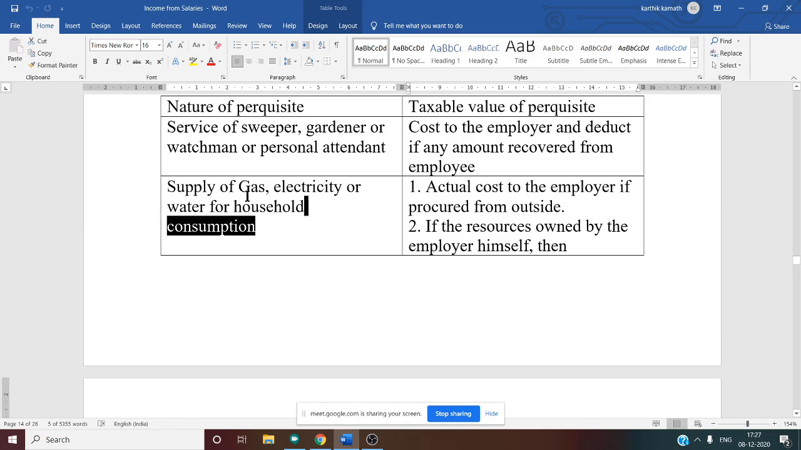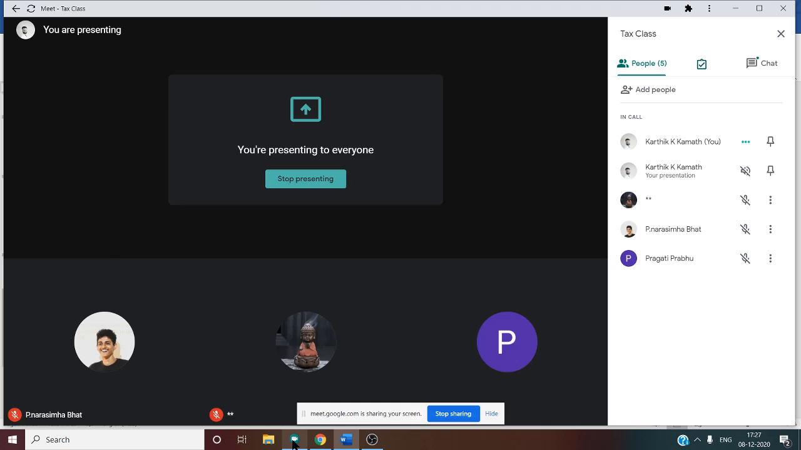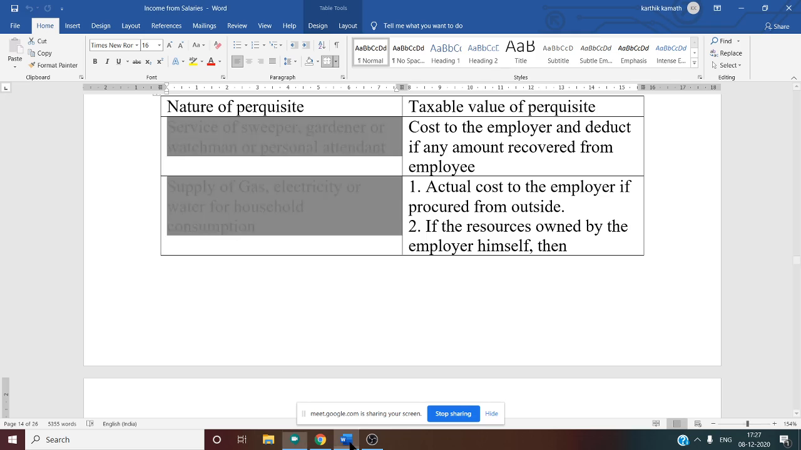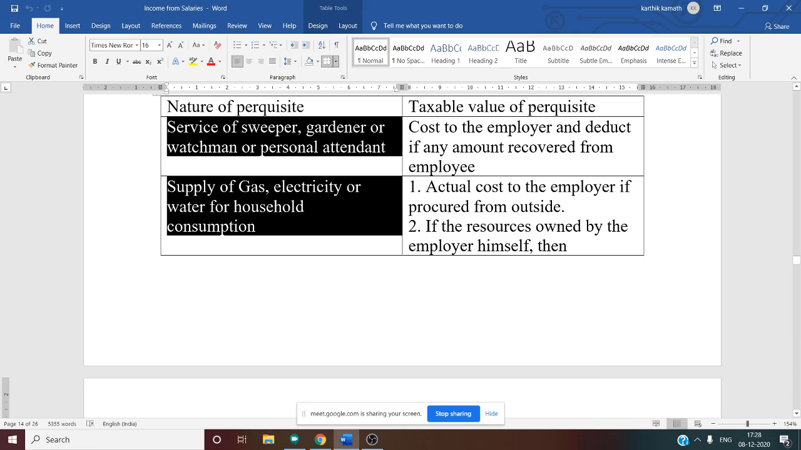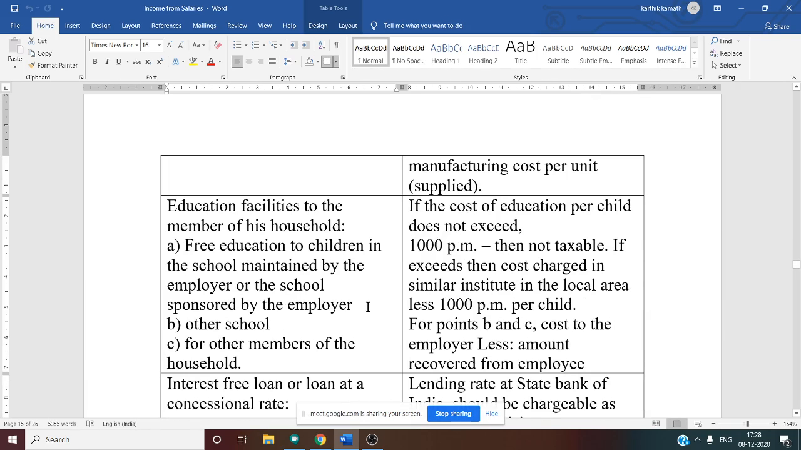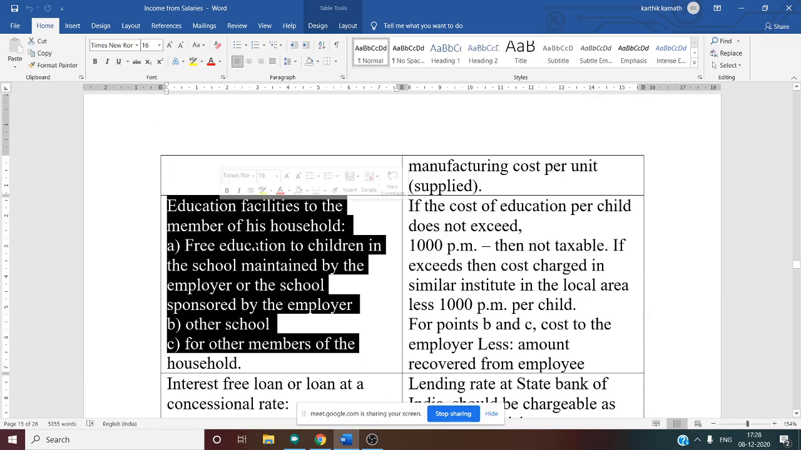So these two are very, very important from the point of view of 16 mark problem, because in 16 mark problem there may be adjustment regarding sweeper, gardener, watchman, personal attendant, gas, electricity, water, etc. Then if you see, one more thing very important is educational facilities. Educational facilities to the members of his household.